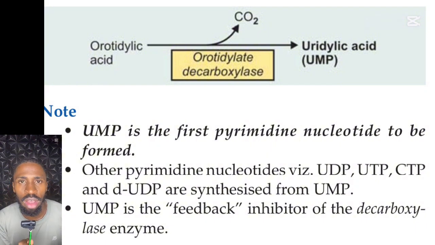Don't forget. So first of all, from orotate we accept PRPP to form OMP. OMP to UMP we use the decarboxylase enzyme. So one thing you have to know is that the combination between orotate phosphoribosyl transferase and OMP decarboxylase, they are grouped.